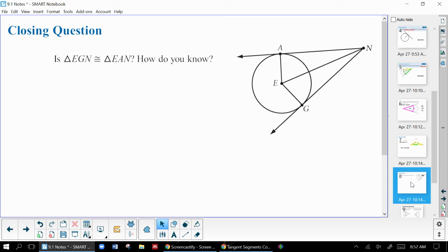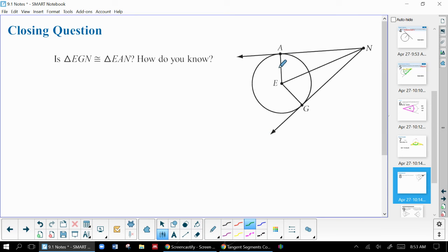Finally, closing question here. Is triangle EGN congruent to triangle EAN, and how do you know? So take a second, pause the video, and we will come back in a second to talk about that. Okay, so hopefully you've got a chance to think about some things that you know in this picture. I'm just going to go ahead and mark them down.